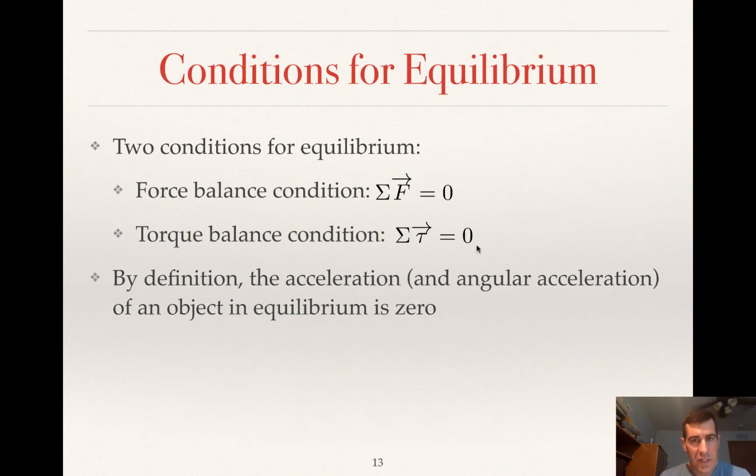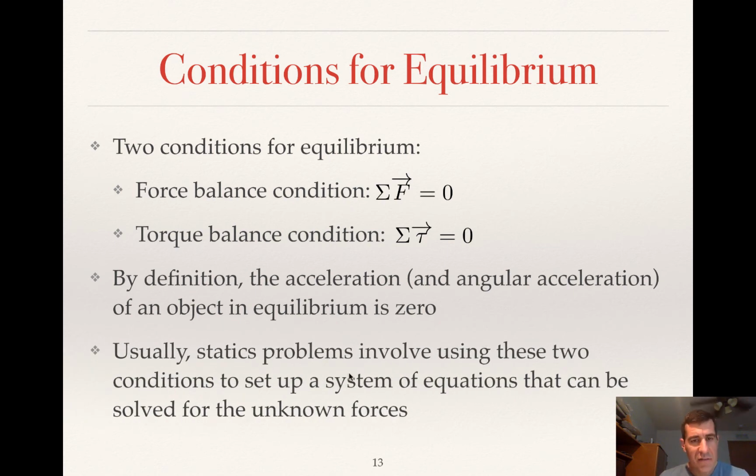So those are the two conditions. By definition, if the net force is zero and the net torque is zero, then the acceleration and the angular acceleration of the object are zero, and you're in equilibrium. In fact, in usual static problems, you have some rigid object, you figure out what all the forces are and where they're acting, and you use these two equations, net force equal to zero and net torque equal to zero, to set up a system of equations that can be solved for whatever unknown you're interested in.